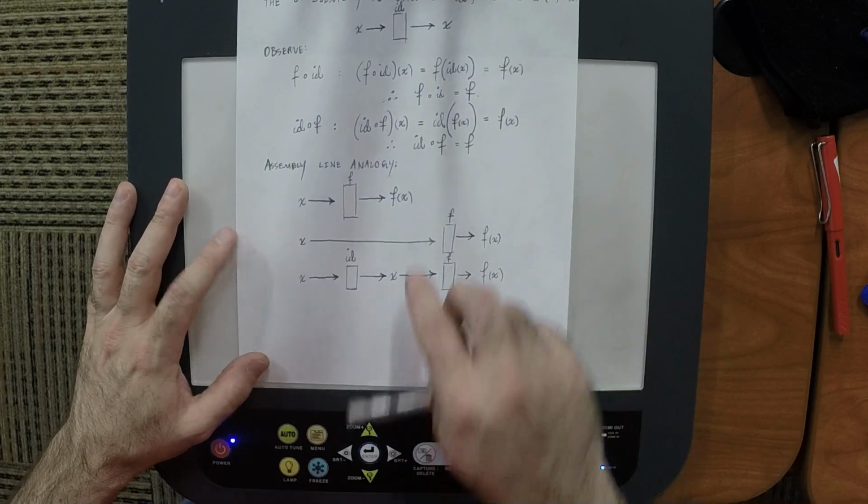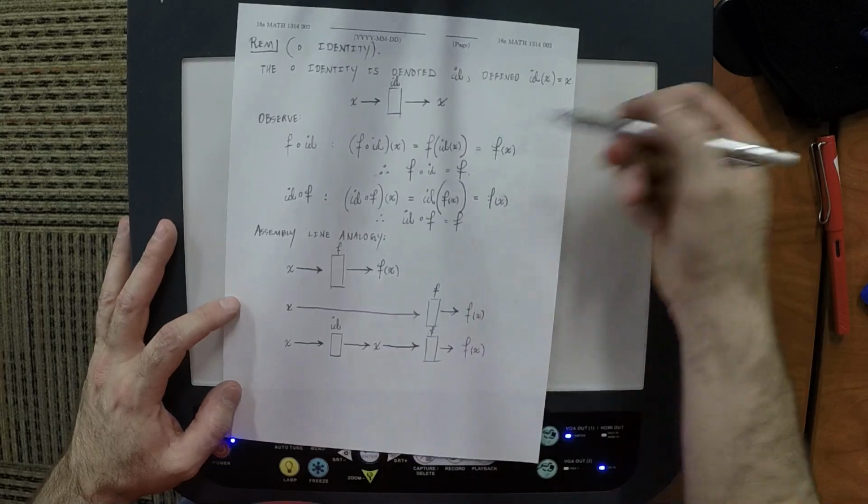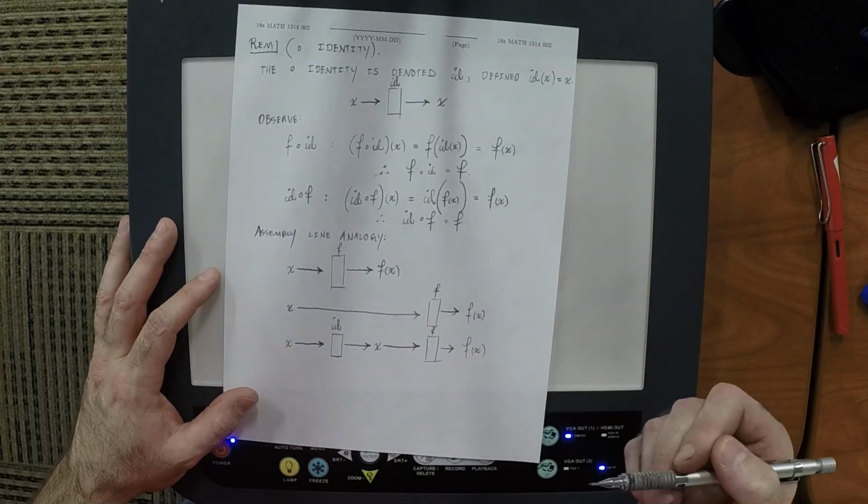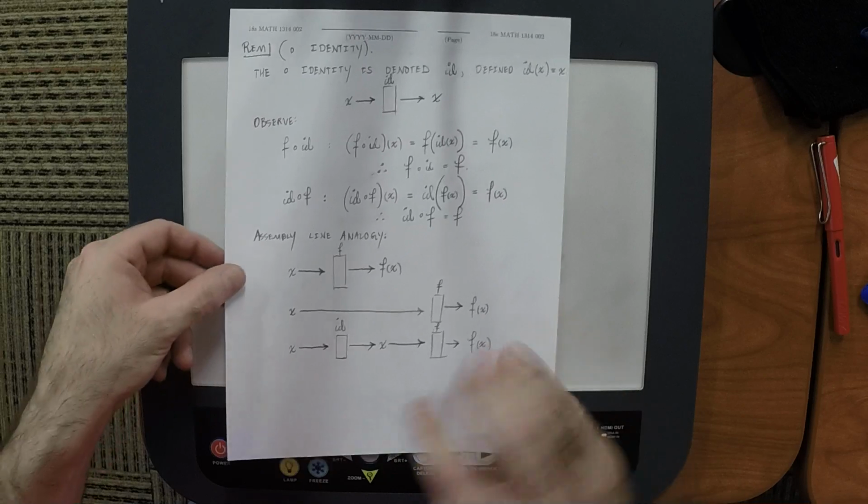Okay, good. So that's why ID is the identity function. Any questions about this?